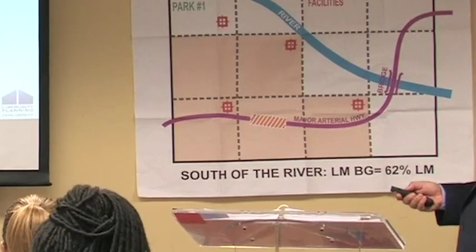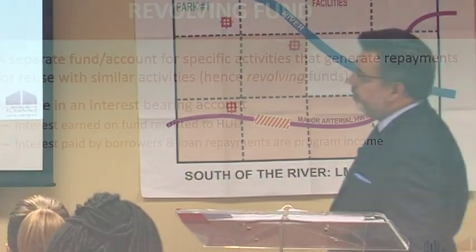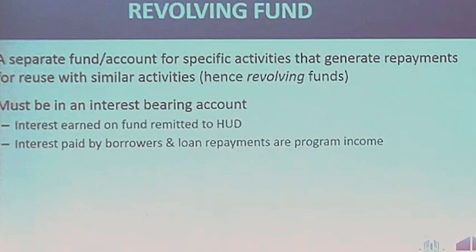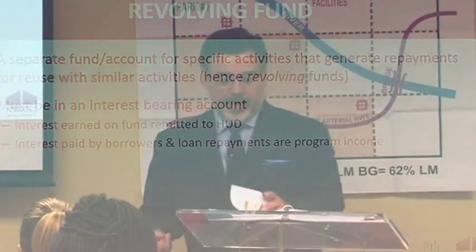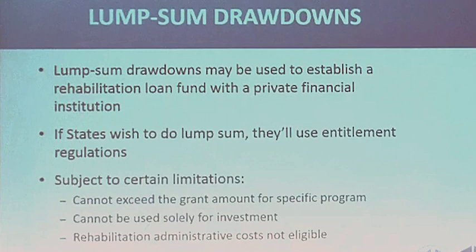If you do this, you have to make sure it's in an interest-bearing account. And again, see the difference? Interest earned on fund is remitted to HUD. Because yours did not exceed $25,000, they just considered it miscellaneous income. Okay, that's the reason why. Interest paid by borrowers and loan repayments are program income. So again, we're talking about economic development, housing rehab, and homebuyer type programs.